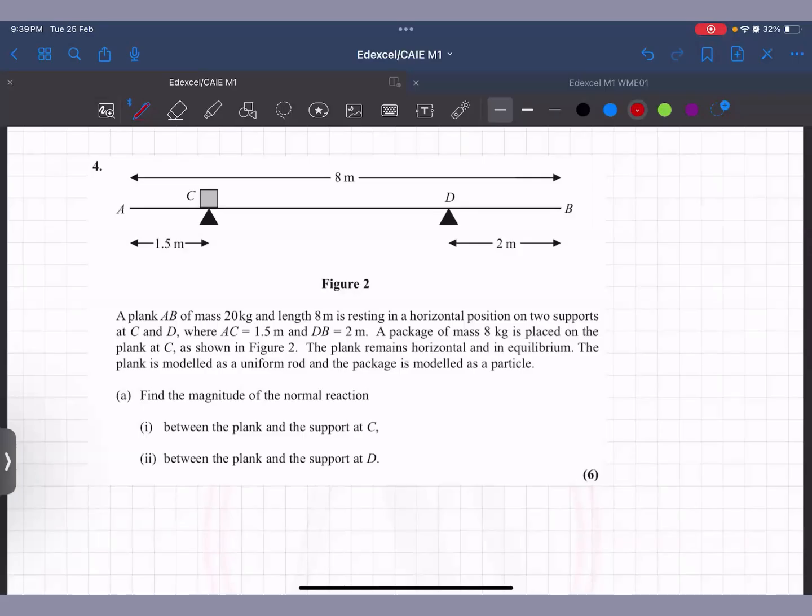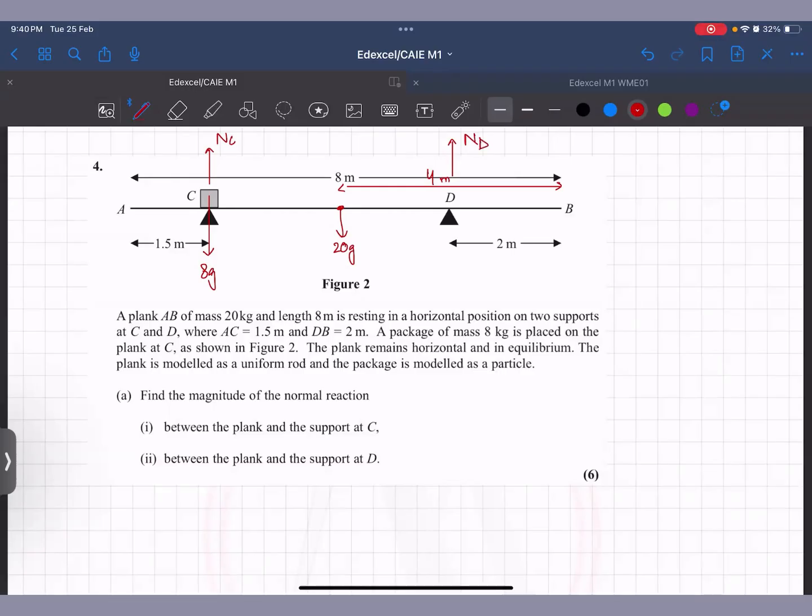So first of all, we have the weight of the plank. It would be downward and it would be 20 times G. The distance would be exactly in between, 4 meters, because this is a uniform plank. So how many forces are there? There is the weight of the package at C, which is 8G, the normal contact at C, and the normal contact at D.